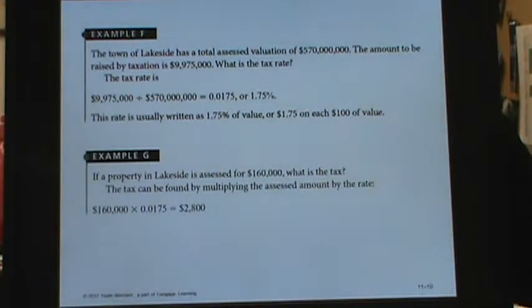You probably won't have to do much of this, but it's nice to know just in case. Example G: if a property in Lakeside is assessed for $160,000, what is the tax? The tax can be found by multiplying the assessed amount by the rate. So you just find the rate, 1.75%, and multiply that by 160,000. You get a $2,800 property tax.